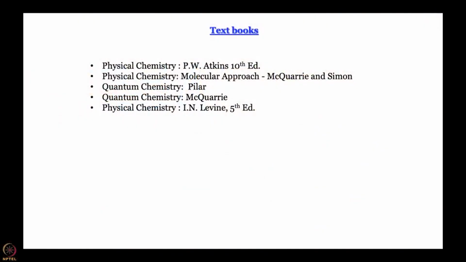Next, let me tell you what the textbooks are going to be. For this course, to start with, we are going to use material from textbooks on physical chemistry by P.W. Atkins and that by McQuarrie and Simon. Later on, as we go a little deeper into the course, we are going to use quantum chemistry by Pilar and quantum chemistry by McQuarrie. Occasionally, one might have to refer to physical chemistry by Ira Levine. In case we refer to any other book, I will give you the specific reference.